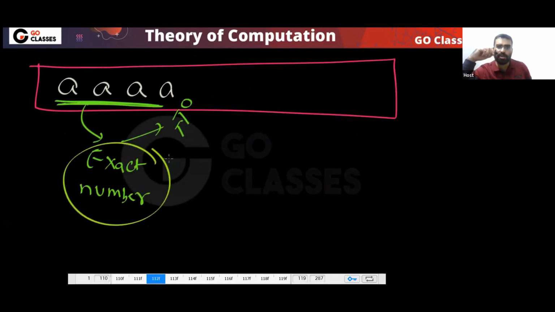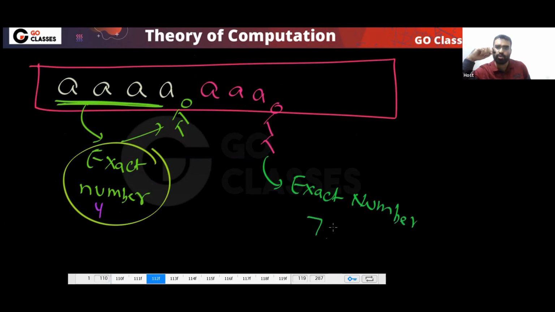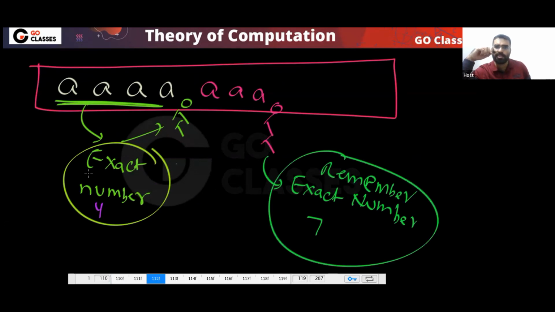So this exact number you must remember. For example, let's assume now you are here. This exact number 7, should you remember? You must remember this, right? Because now you know that once the B's come, then 7 B's should come. Now what you will do is check that 7 B's should come.